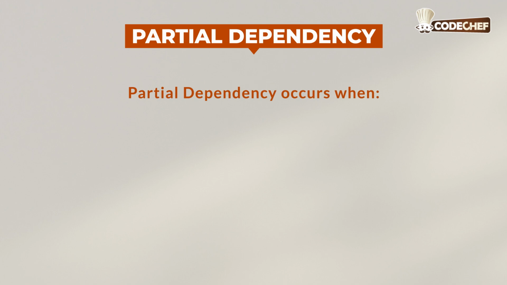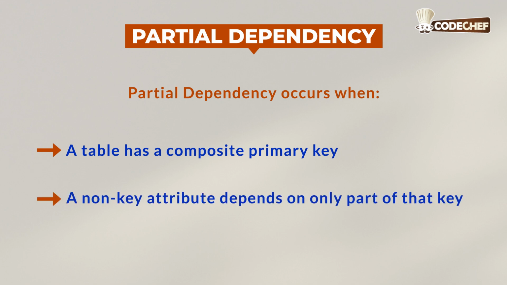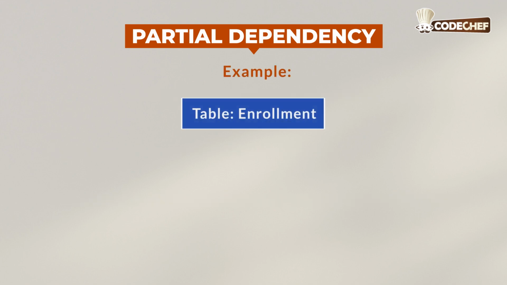Partial dependency occurs when a table has a composite primary key. Composite primary key means a primary key that is composed using multiple attributes. That means a single attribute is not a primary key but a combination of two or more attributes form the primary key. Second condition is a non-key attribute depends on only part of that key and not the complete primary key. For example, let's suppose we have a table named enrollment.